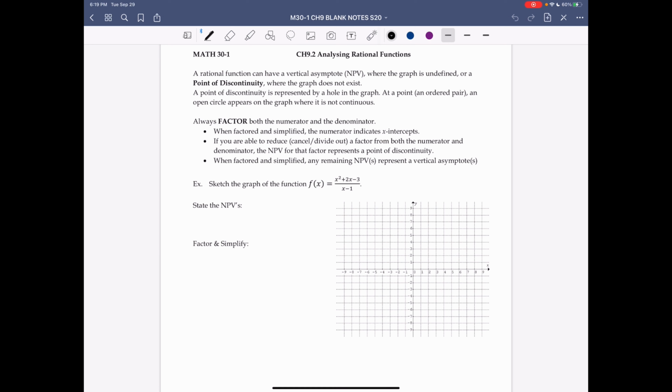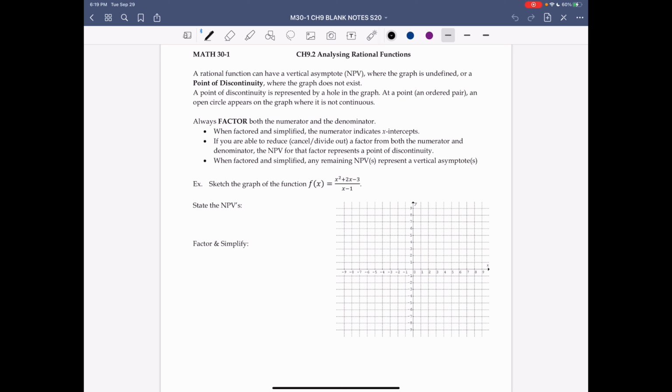Chapter 9.2, Analyzing Rational Functions. A rational function can have a vertical asymptote at the NPV where the graph is undefined, or, we haven't seen this yet, but it could have a point of discontinuity where the graph does not exist. A point of discontinuity is represented by a hole in the graph, so a point, or an ordered pair, which is an open circle, appears on the graph where it is not continuous.